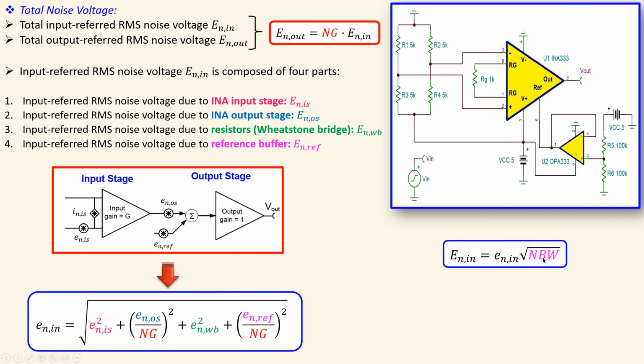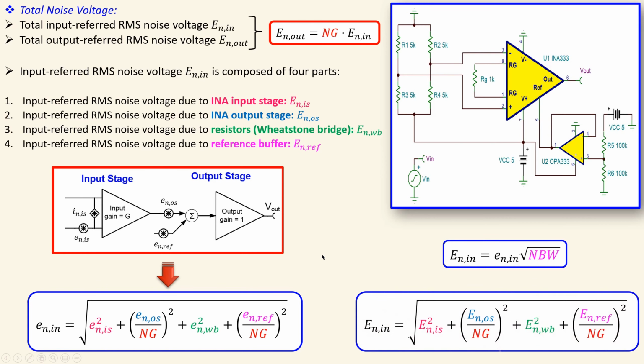Now, using this expression for going from the spectral density to the RMS value, you will need to multiply this expression by the square root of the noise bandwidth. Then you will have this expression also. So this is all in RMS and this is all in volts per root hertz.